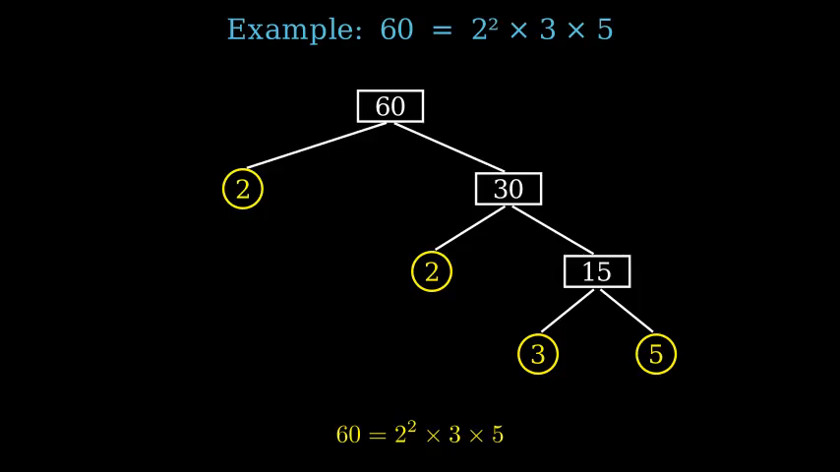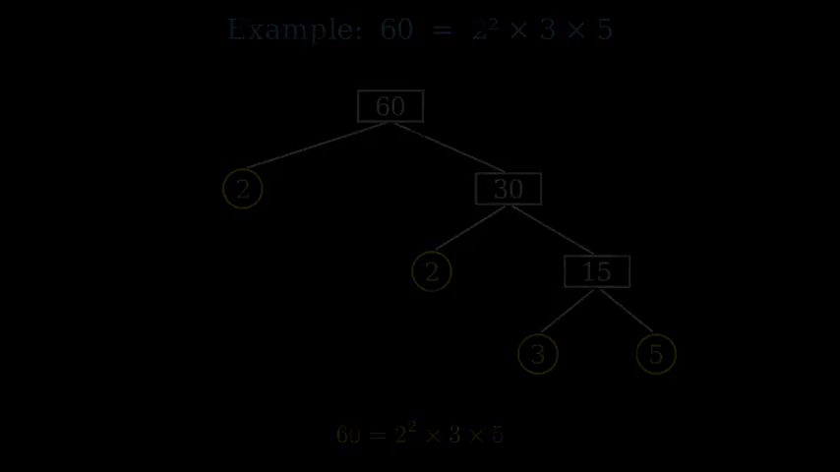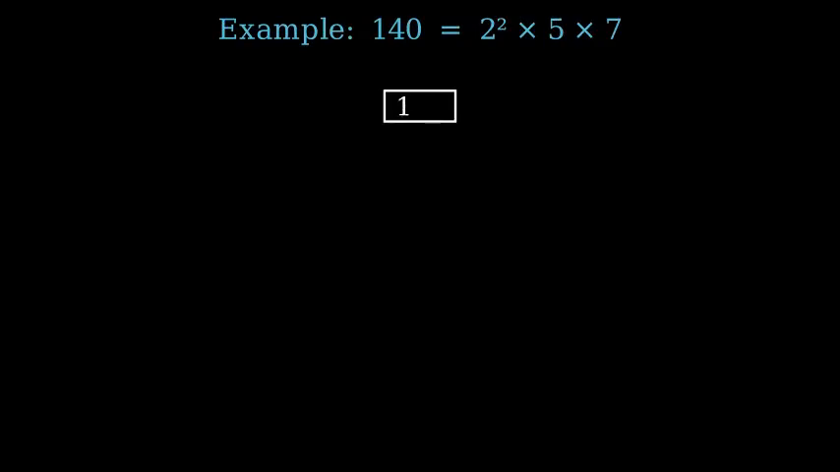Now let us look at the factor tree for the number 60. 60 branches into 2 and 30. 30 branches into 2 and 15. 15 branches into 3 and 5. Therefore, 60 equals 2 squared, times 3, times 5. Let us practice building factor trees with 3 examples.